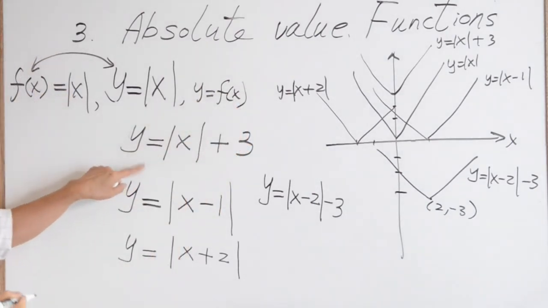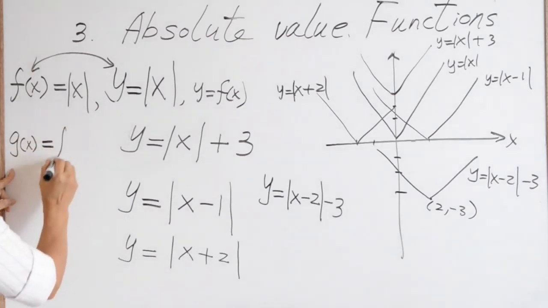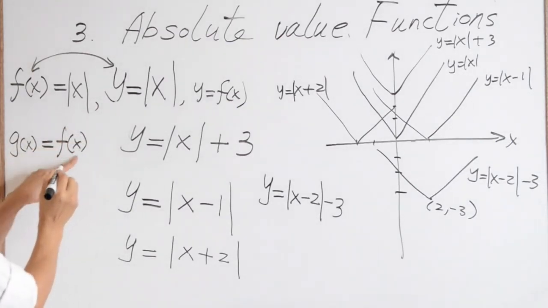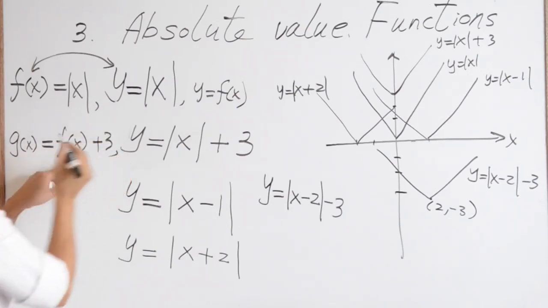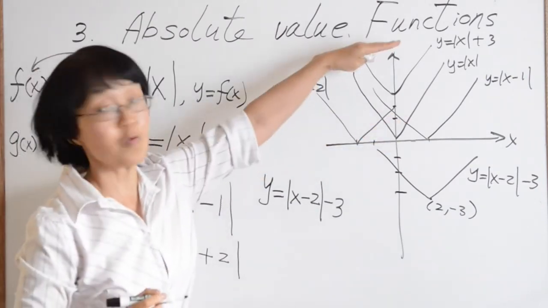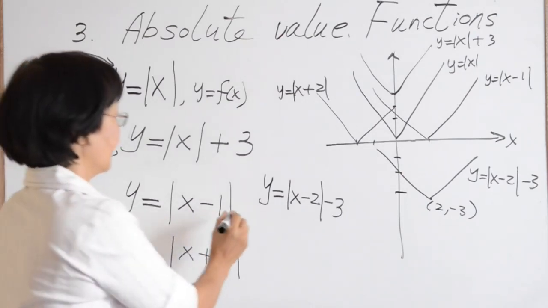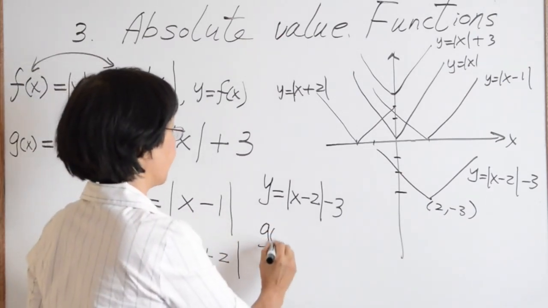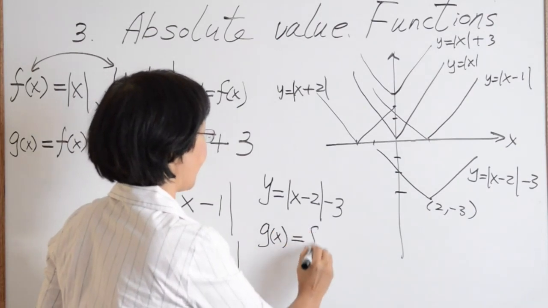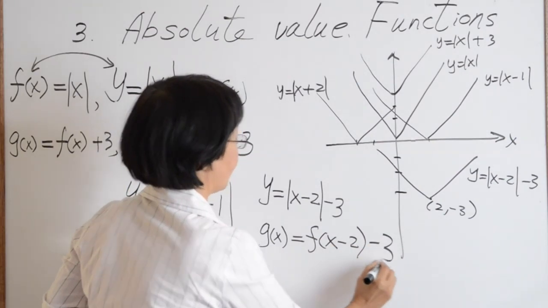Now, if you want to do this, they probably give you a g(x), a new graph. Doesn't matter f or g, but it's a function notation. They say it's a new graph, which is the old graph plus 3, which is this. So the old graph plus 3, that means move up 3 units. Okay? Now, for this one, they can say g(x) equal to f(x minus 2) minus 3.